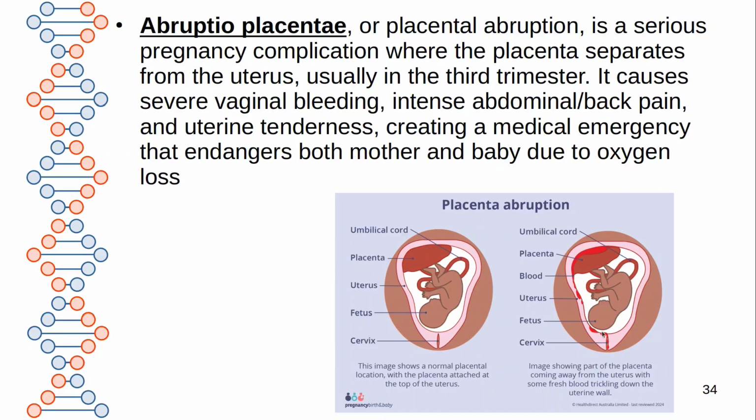The mother observes bleeding. It is one of the causes for antenatal bleeding, antepartum bleeding. It causes severe vaginal bleeding, intense abdominal or back pain, and uterine tenderness also, creating a medical emergency that endangers both mother and baby due to oxygen loss. Why? Because the placenta is the one which supplies oxygen and nutrients to the baby. If the mother starts bleeding and the placenta starts separating, the baby will go into lack of oxygen supply. So it is a high risk and medical emergency situation. That is about abruptio placenta or placental abruption.